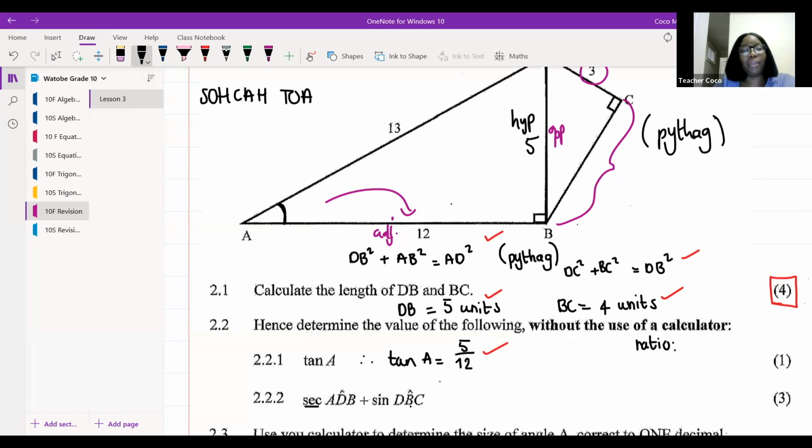Now we need to remember our cousins. We need to remember the reciprocals, right? So for sine, we had cosec, which is equal to hypotenuse over opposite. For cos, we had sec, which is equal to hypotenuse over adjacent. And for tan, we had cot, which was equal to adjacent over opposite. Now, these are the cousins. If you don't know who the cousins are, you need to go watch the video where we talked about the cousins, who are the reciprocals of sine, cos, and tan.